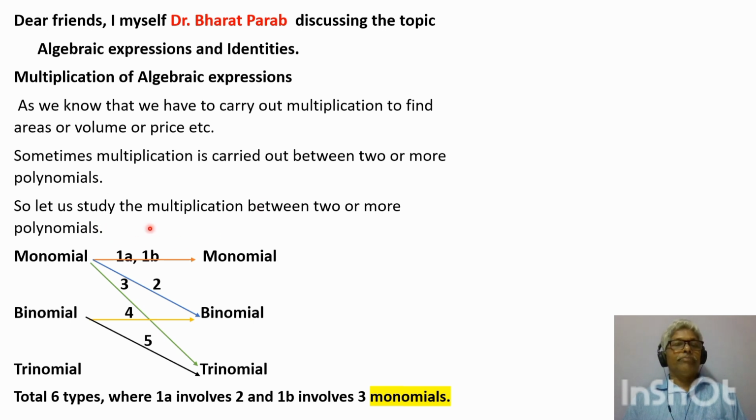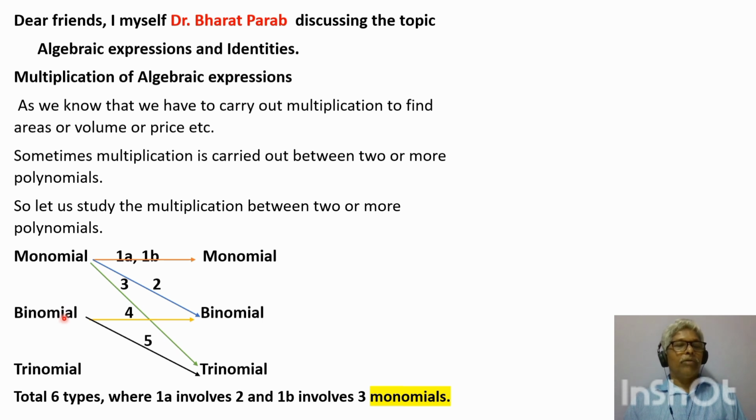Sometimes the multiplication is carried out between two or more polynomials. Let us study some of them. Let us take a group of monomial, binomial, trinomial on one side, and monomial, binomial, trinomial on the other side. So we will be studying the multiplication of monomial with monomial, that will be 1a and 1b. You will come to know the difference between these two. Then monomial and binomial, that is number 2. Monomial and trinomial, that is number 3.